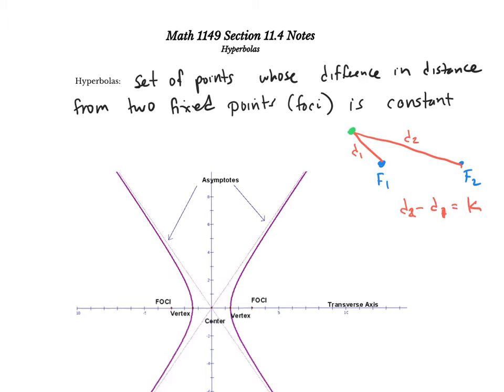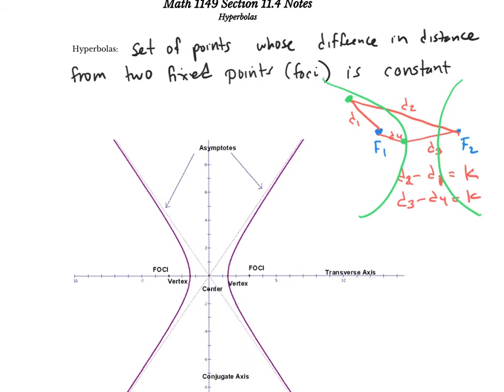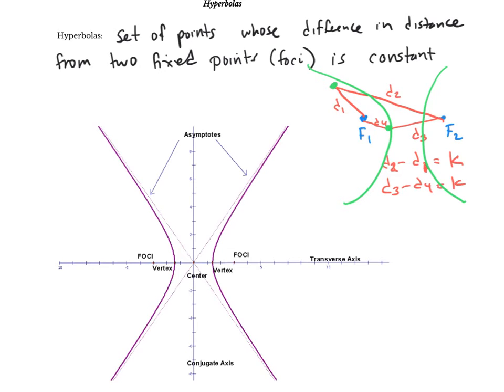Let's say I had another one. Let's say I had a point here, which had a distance to this one of D3 and a distance to this one of D4. Then D3 minus D4 would also equal a constant. And so that would be another point on my hyperbola. So essentially you eventually get these two opposing curves, and that's what's going to make up a hyperbola. You can see our example here, and they have some pretty nice properties, similar to an ellipse.